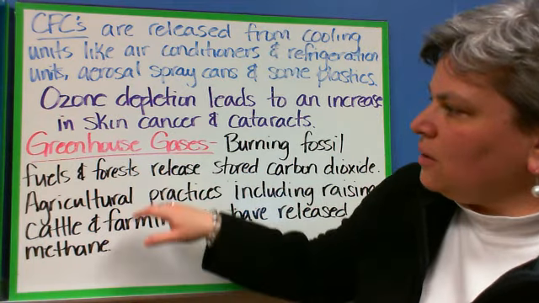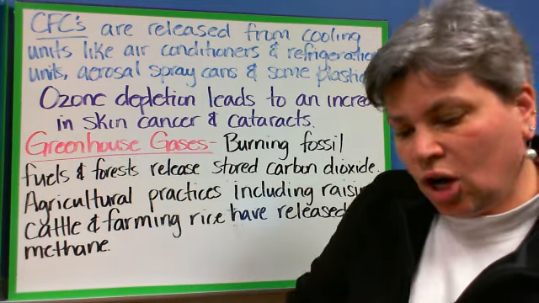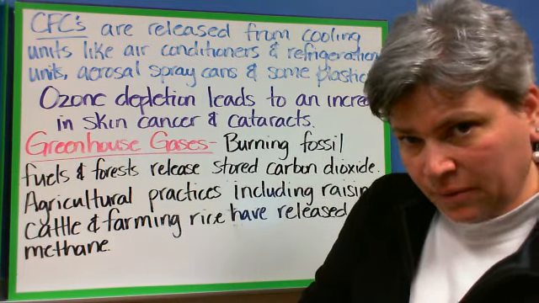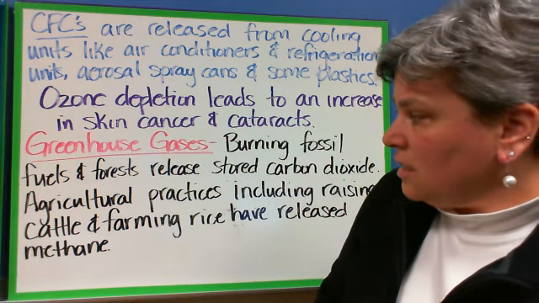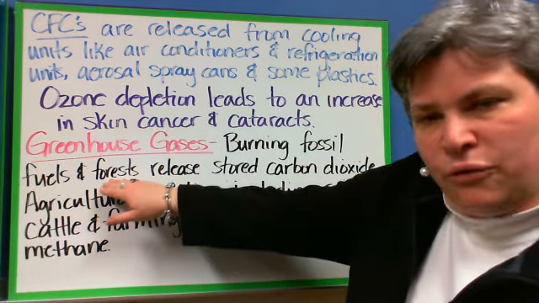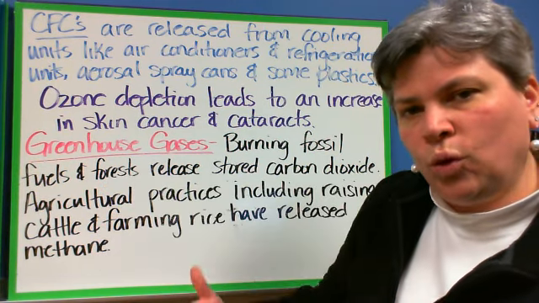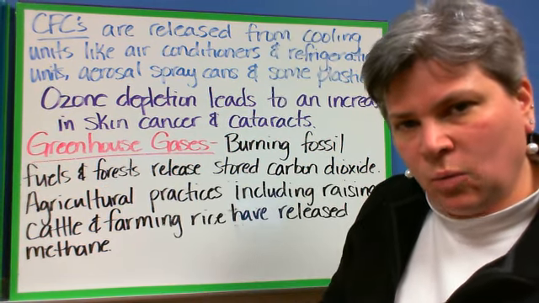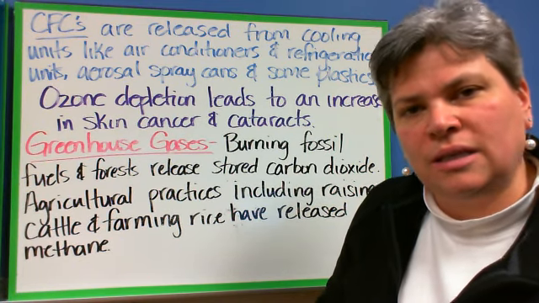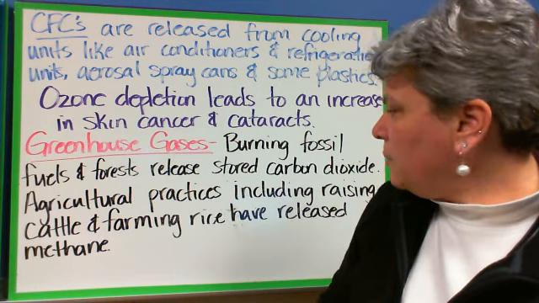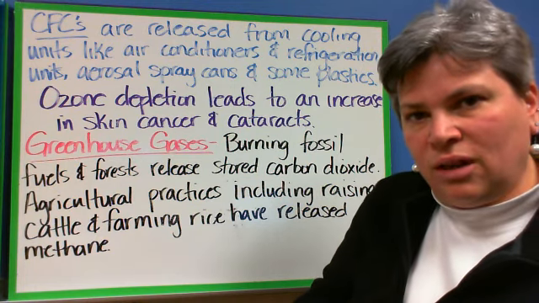And that takes us down to greenhouse gases. Greenhouse gases, remember we said carbon dioxide, methane, water vapor. Burning fossil fuels is what releases those greenhouse gases. Burning a forest releases those greenhouse gases. Remember, if you burn wood, you're releasing carbon dioxide and water vapor. Well, if we burn fossil fuels, coal, natural gas, we're releasing carbon dioxide and water vapor. Those things go into the environment.